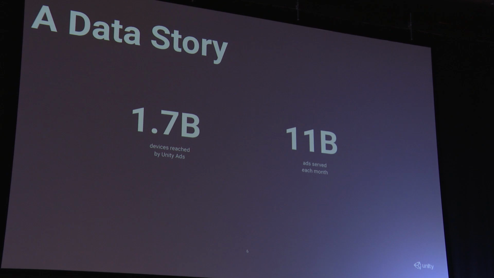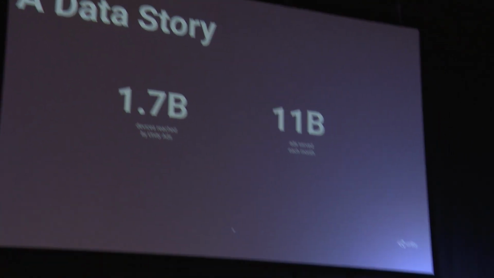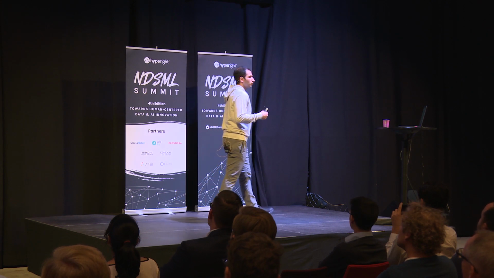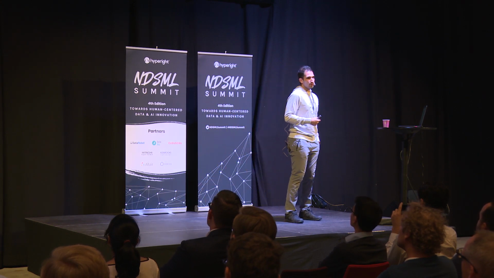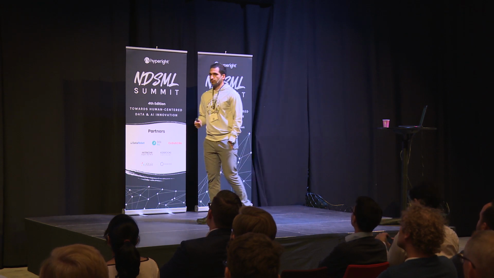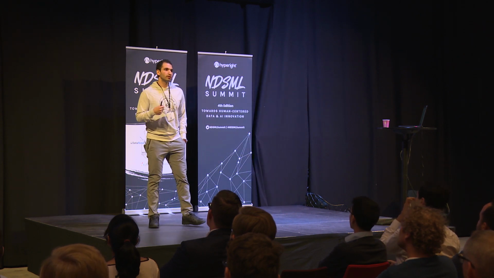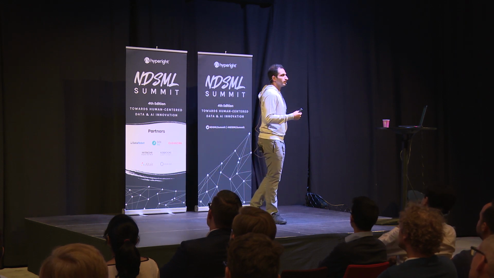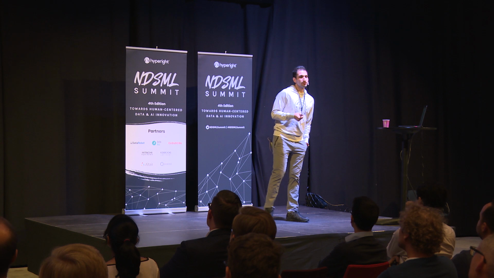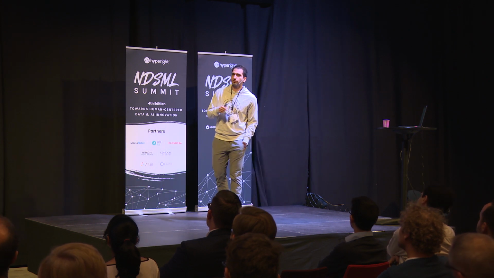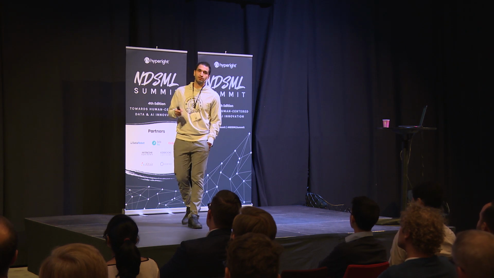What is the data scale that we are talking about, and why do I call it TensorFlow at scale? We reach 1.7 billion devices each month on average, and on average we serve 11 billion ads each month. It means that per second, we receive thousands of ad requests from different users. And for each user, we need to calculate predictions for, on average, thousands of games.